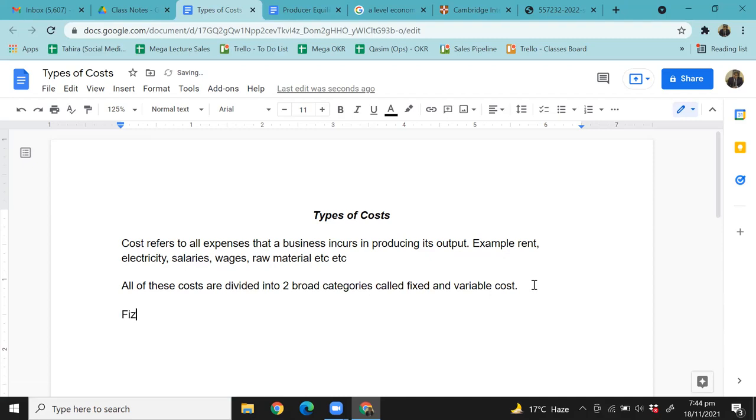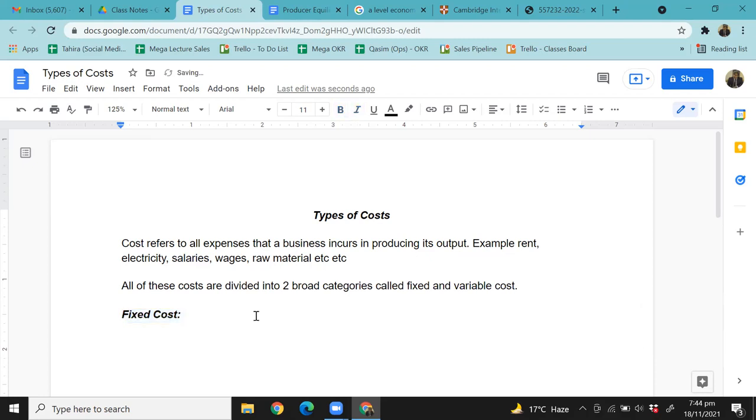Now, what is fixed cost? As the word suggests, fixed cost is something that stays constant. Do you take accounting, Preet? You do take accounting, yeah. I just realized you do take accounting. So then obviously for you, these will be much easier and simpler to understand.